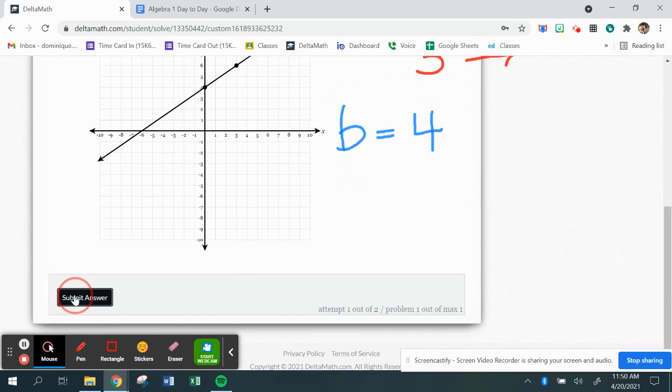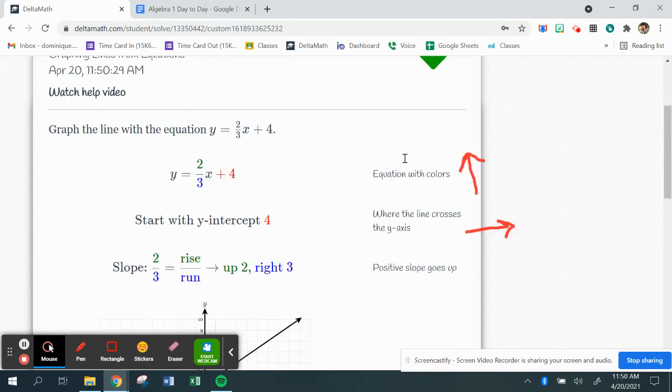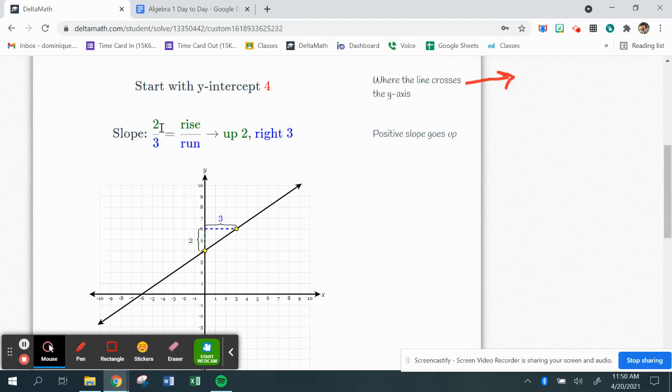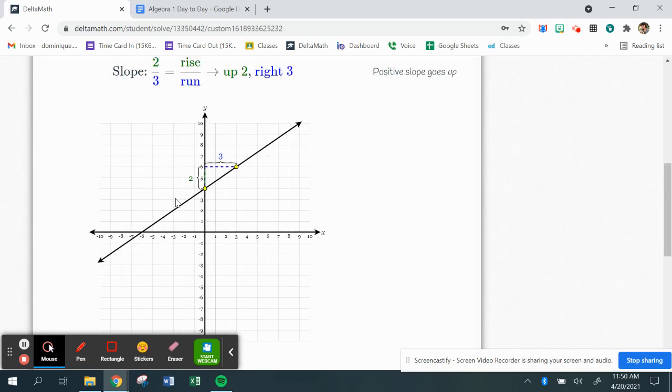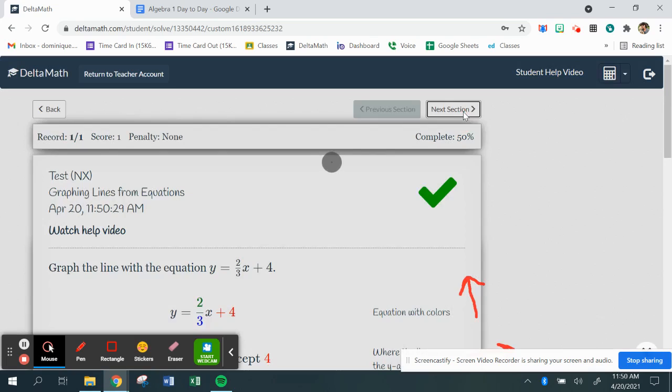From there, we're going to click submit. Yes, I am sure, and it's correct. So you see it identified the slope and the y-intercept. Y-intercept is 4. Our slope is 2 over 3, so up 2 over 3, exactly like what I just showed you. Okay, let's take a look at one more example.